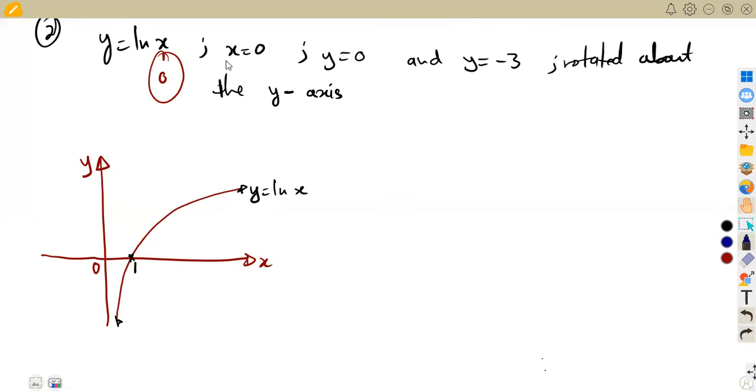The line x is equal to 0 is the y-axis. The line y is equal to 0 is the x-axis. So we've got the y-axis being there, the x-axis being there, and this curve being there like this. As you can see, we are left with this part.